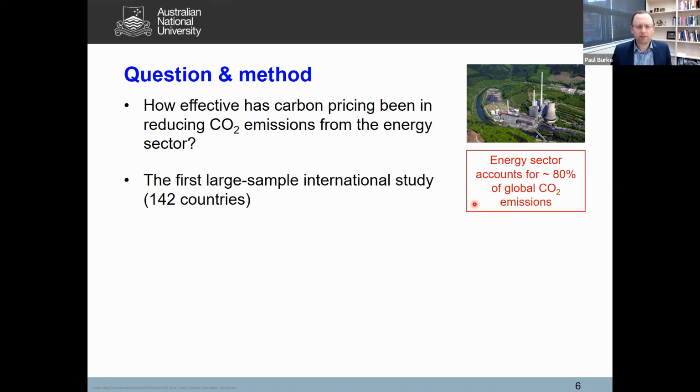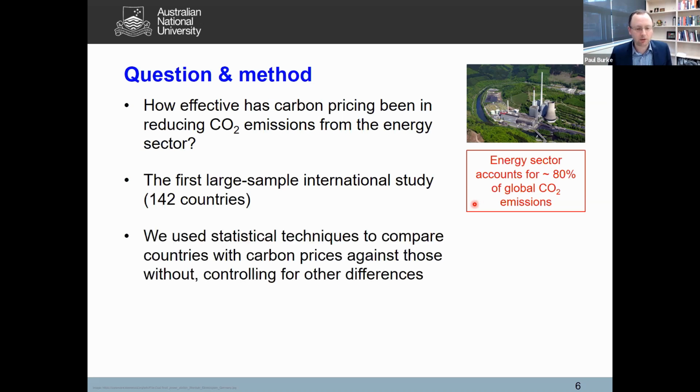There have been some previous studies looking at individual schemes, for example Sweden's carbon tax, or the British Columbia carbon tax, and their effects on emissions. But ours is the first one covering a really large group of countries. We used regression analysis, statistical techniques to compare countries with carbon prices against those without. It's a little like medical research. We have a treatment group, and the treatment here is carbon pricing. We have a control group, that's the countries and also the years in which there's no carbon price in place.